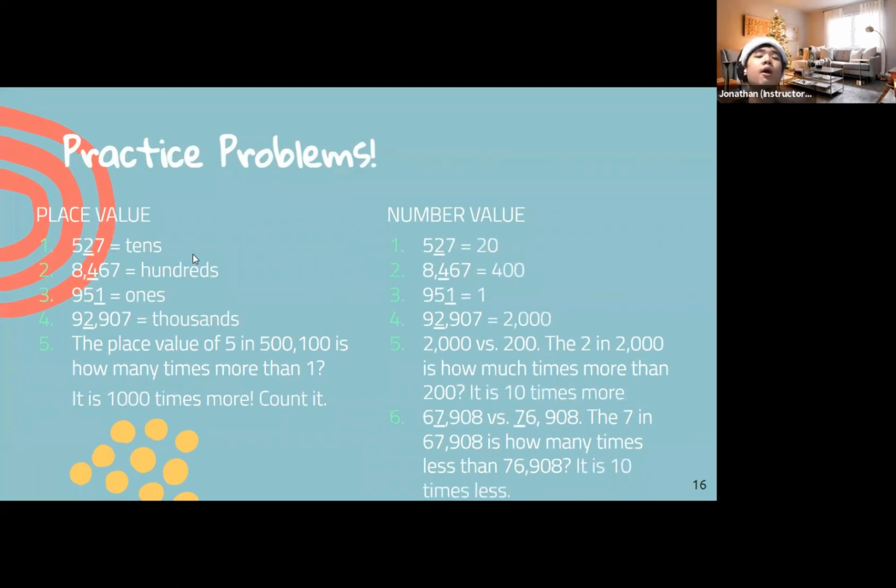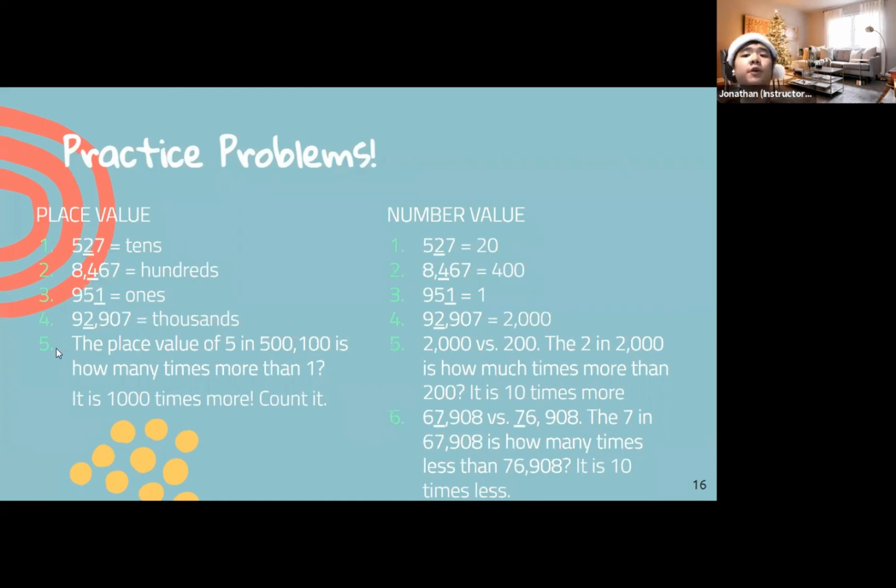8,467. I want to find the place value of the 4. So the 7 is in the ones place, 6 is in the tens place, 4 is in the hundreds place. Crazy stuff. How about number 3? Well, 1 is in the ones place, so we just say it's in the ones place. And for number 4, we want to find the place value of 2. Well, 7 is in the ones place, 0 is in the tens place, 9 is in the hundreds place, 2 is in the thousands place.